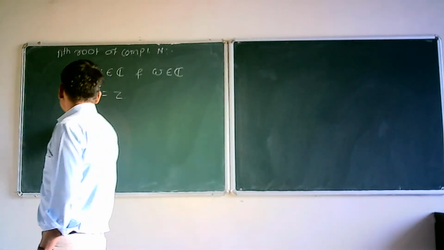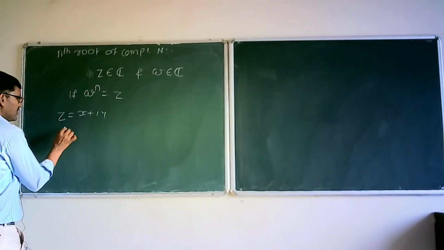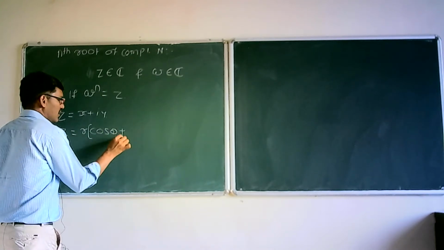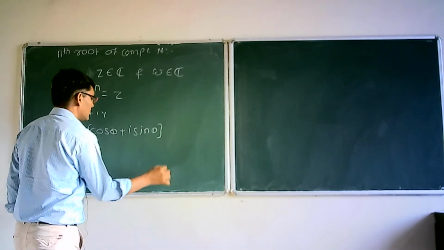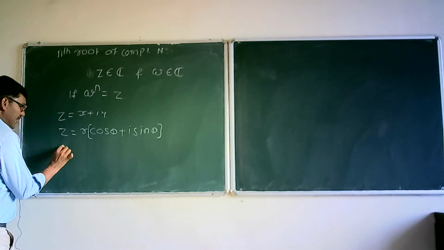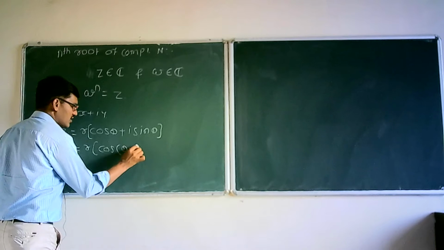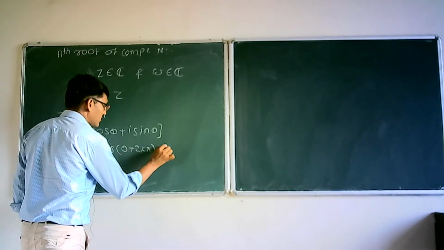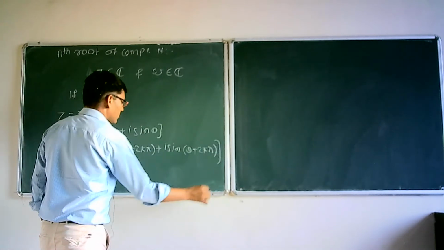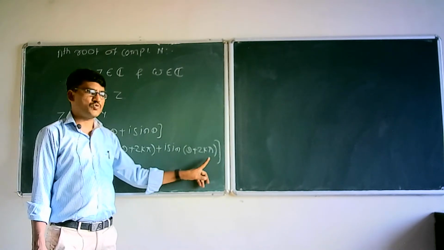Suppose z is equal to x plus iy is the given complex number, then we can write this complex number as r times (cos theta plus i times sin theta). Also we can write this theta as theta plus 2k pi, in both cos and sin. So this theta is equal to theta plus 2k pi, all angles.